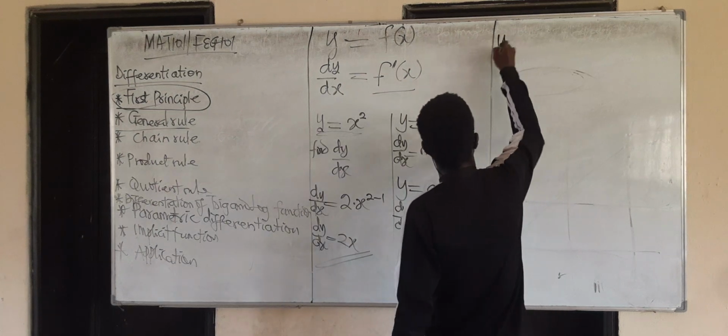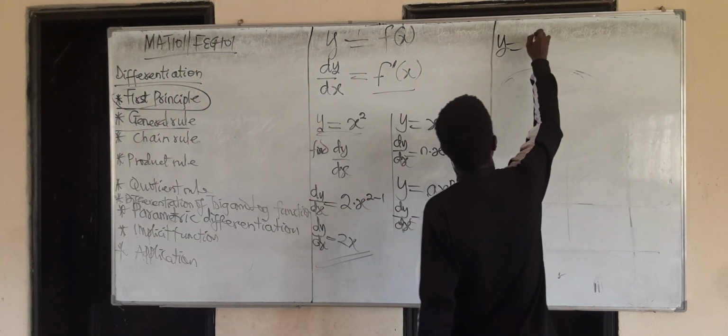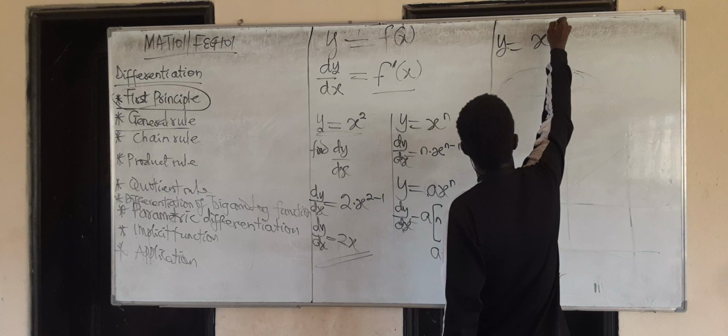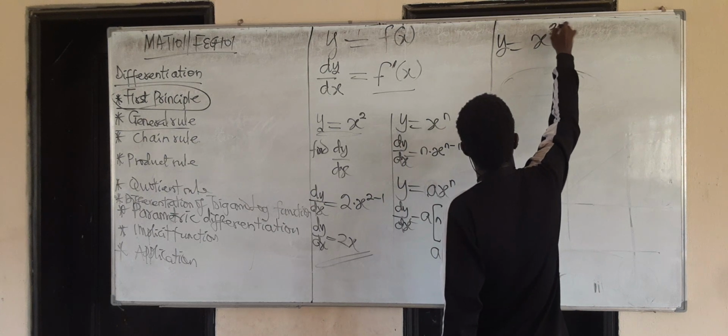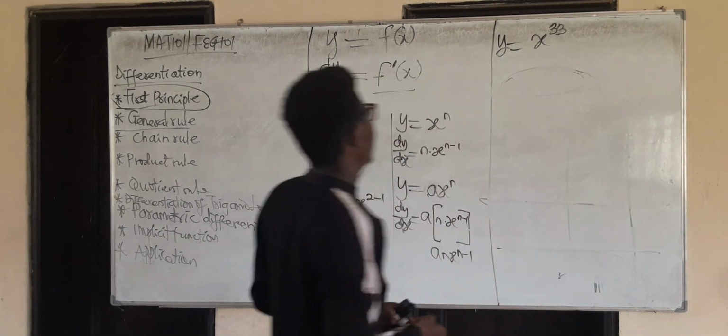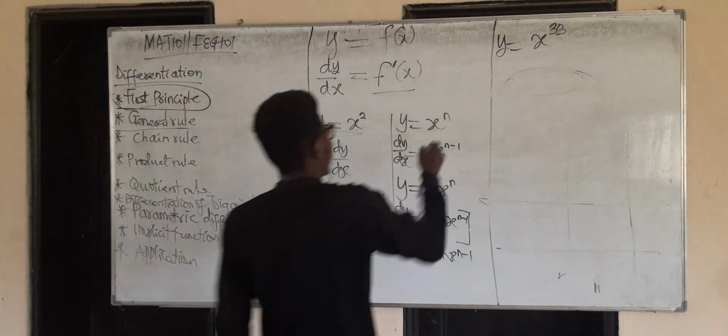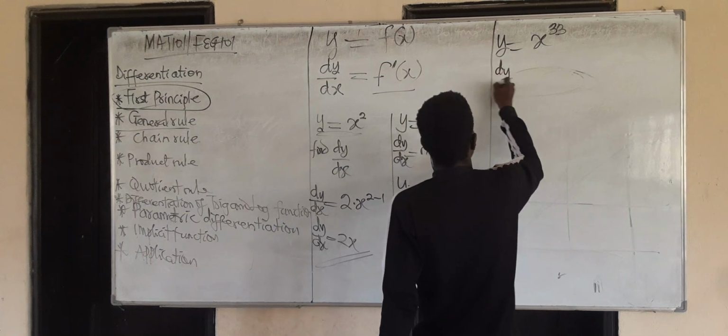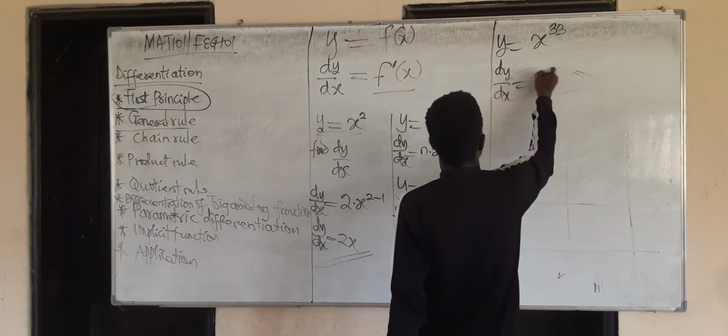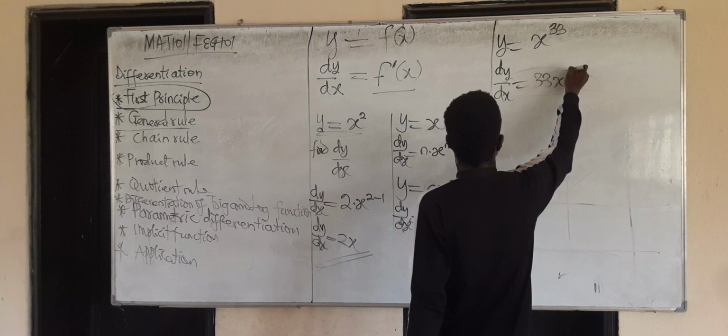What of this? y equal to x to the power of 33. Can you find dy/dx? Yes. So dy/dx becomes 33x raised to power 33 minus 1, which is 32. Beautiful. Automatically, dy/dx equals 33x raised to power 32.